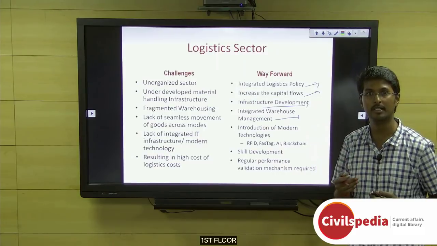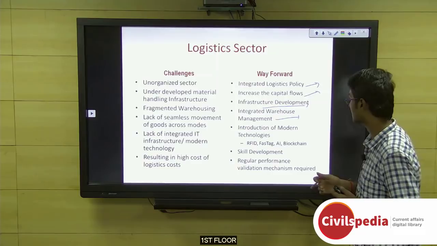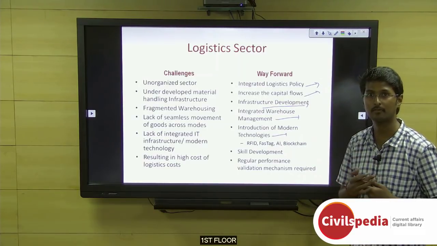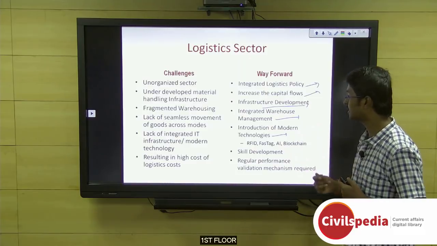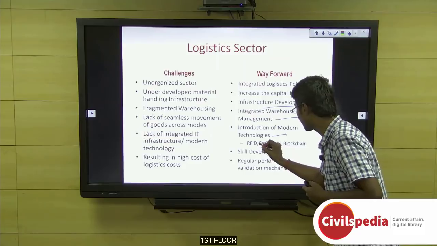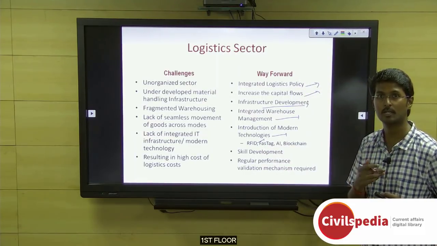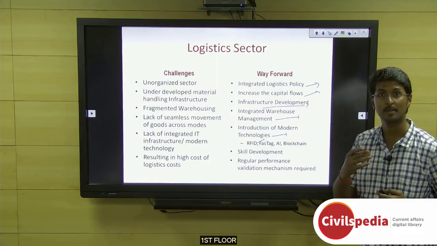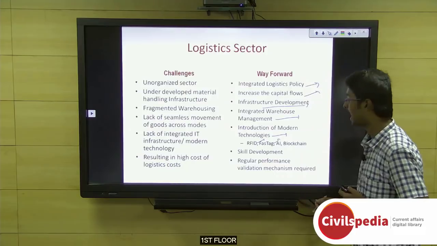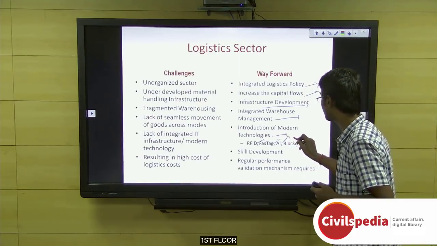So under integrated warehouse management, you should also have the latest technologies. So the introduction of modern technologies is required as a part of your integrated warehouse management. So under the integration of modern technologies, you can have your RFID tags, the radio frequency ID tags, or the FASTags which have been introduced in some of the toll plazas of our country. And also technologies such as artificial intelligence and the introduction of blockchain.